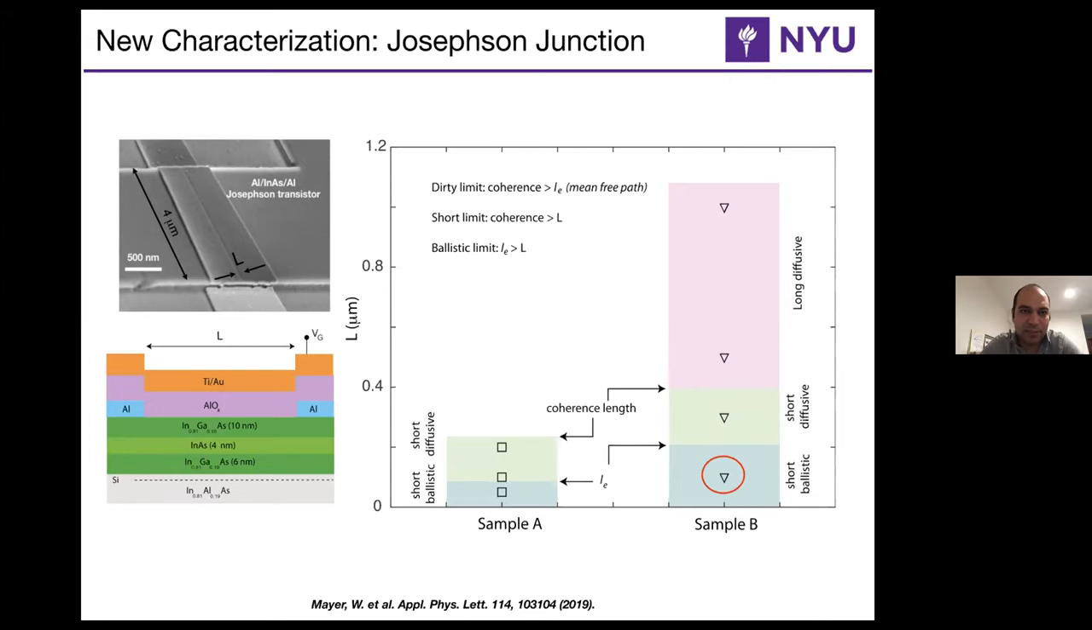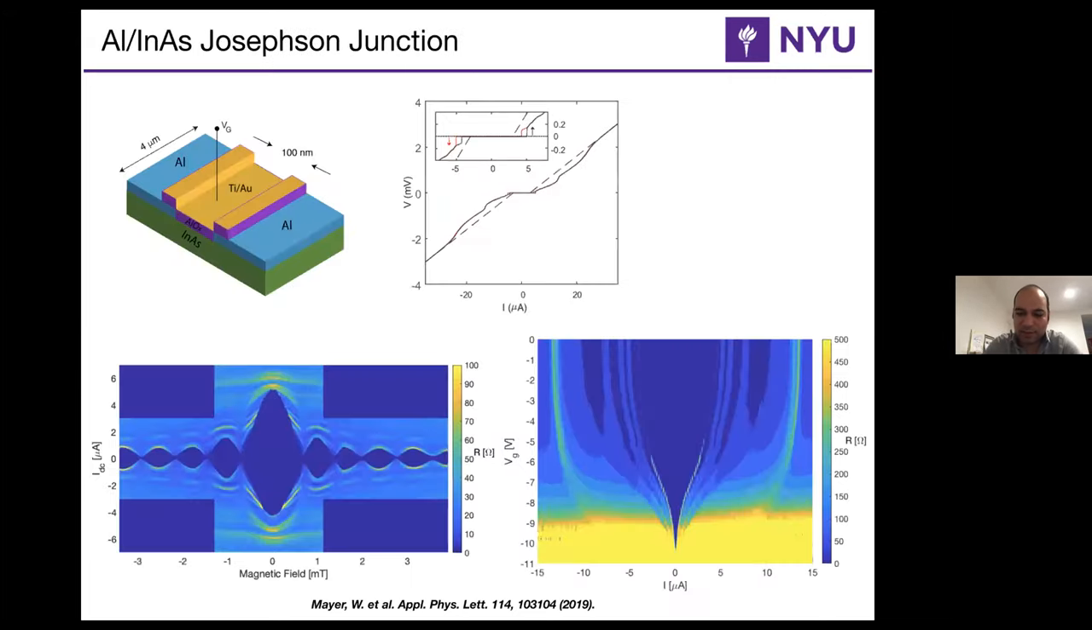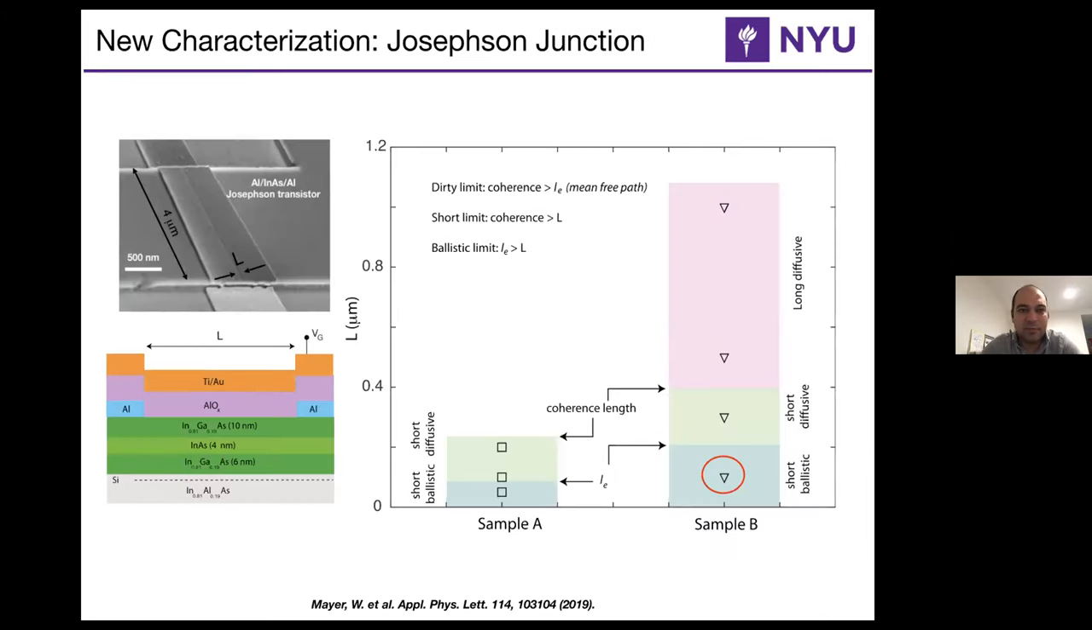So the top left is basically showing an SEM image of one of these Josephson junctions. These are the ones that we study in this talk. They're rather long, 4 microns, and the gap between the superconducting contacts is about 100 nanometers. We call it L here, and in this graph on the right-hand side, I'm varying it from 50 nanometers to about a micron. And we grow it, obviously, on many samples.